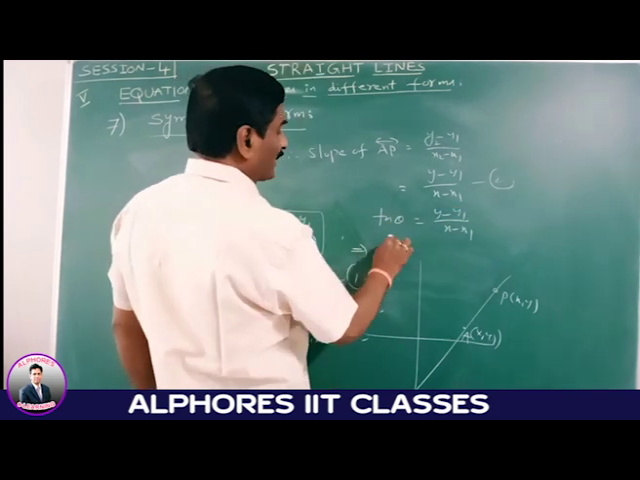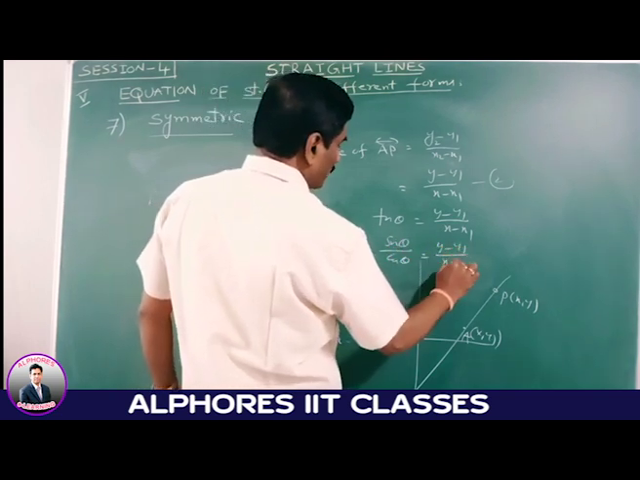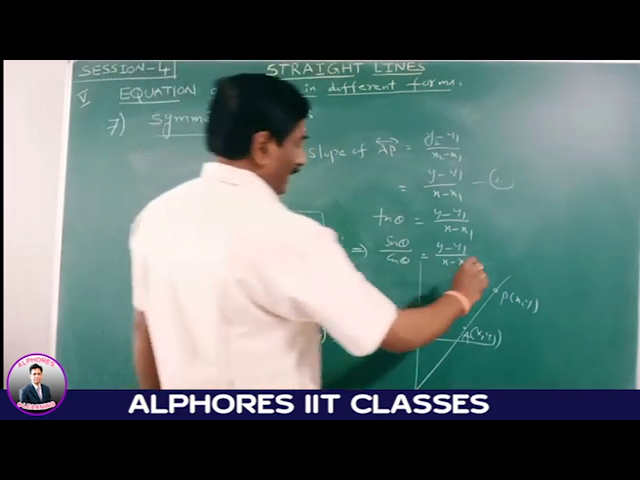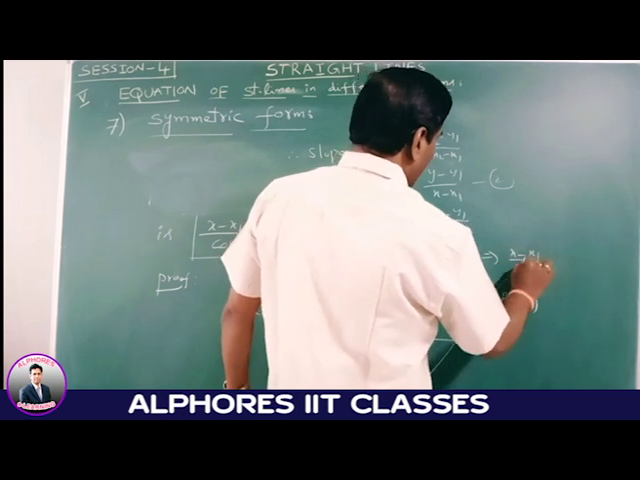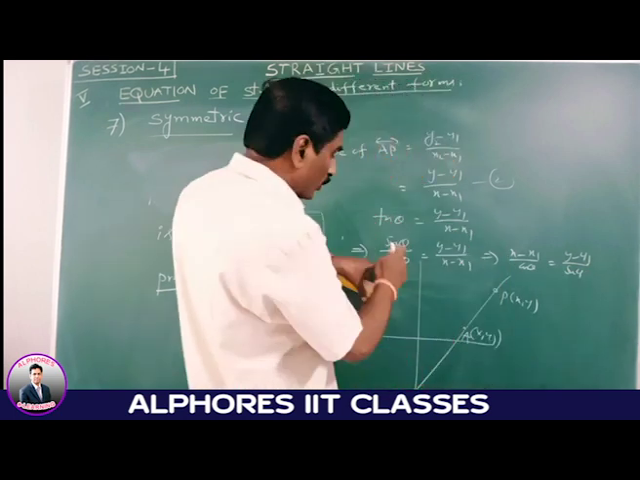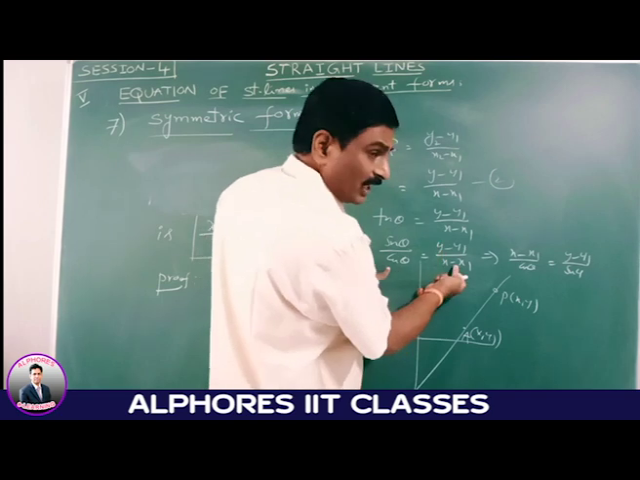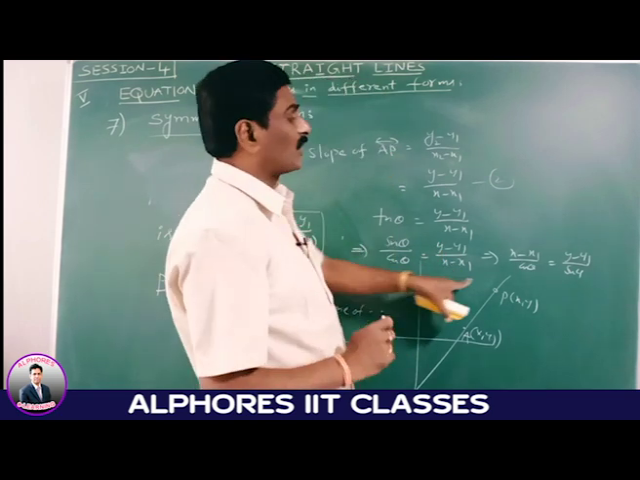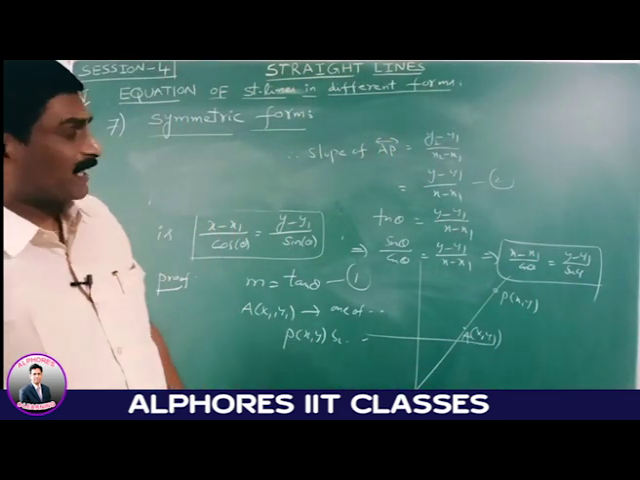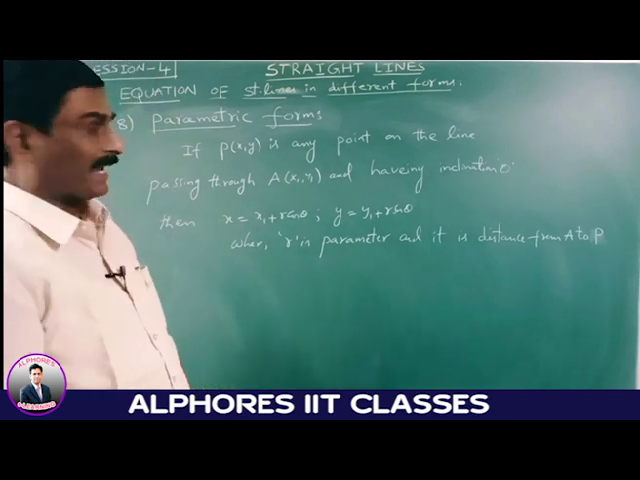What is the value of tan theta? Tan means sin by cos. That is equal to (y minus y1) by (x minus x1). Okay. Any doubt in this value? After adjustment, it can be reduced into (x minus x1) by cos theta equal to (y minus y1) by sin theta. Move this x minus x1 to this side, sin theta to this side. So, (x minus x1) by cos theta is equal to (y minus y1) by sin theta. It is the symmetric form of the line. Please note this value.